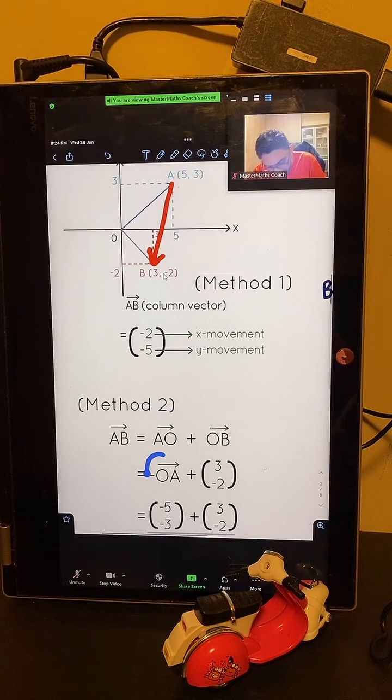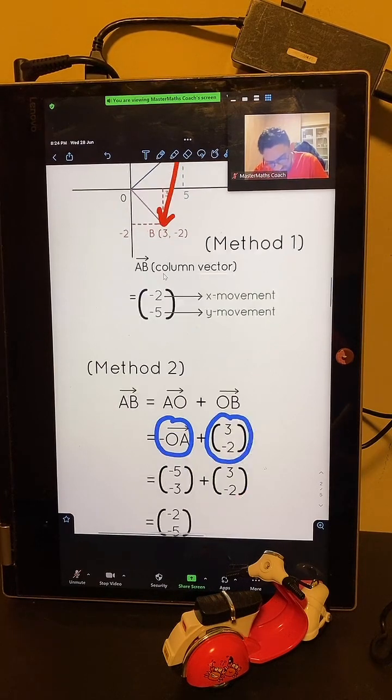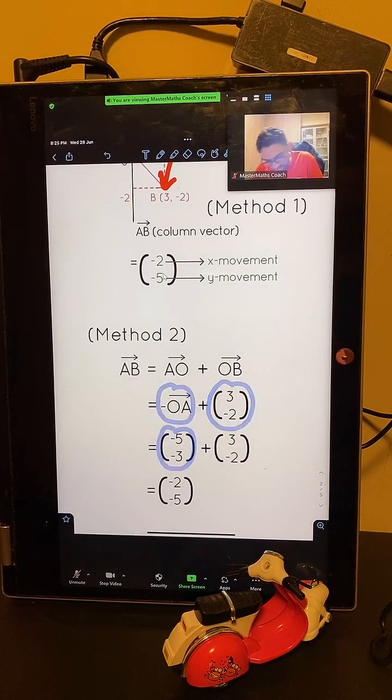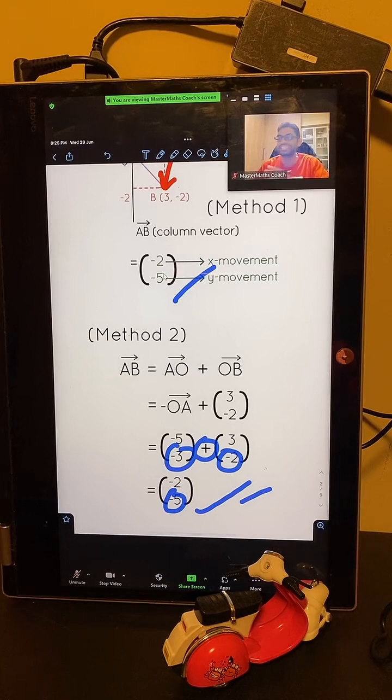So negative OA plus OB. You put in your negative signs. You add the vectors up together. So negative 5 plus 3 is negative 2. A negative 3 plus negative 2 is negative 5. Finish. Method 1 and method 2 is exactly the same.